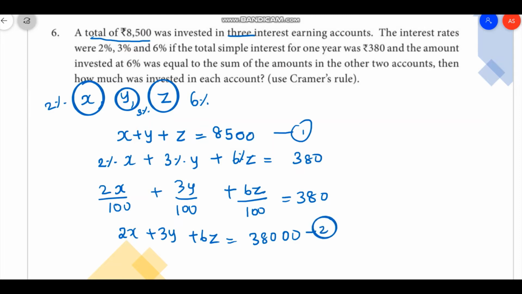Now what is given in the last one? The amount invested in 6%. 6% is what? Z. So what is given is that the amount invested at 6%, that is Z, is equal to the sum of the amounts of the other two. The other two were X and Y. So the equation is X plus Y minus Z is equal to 0. This is our equation number 3.